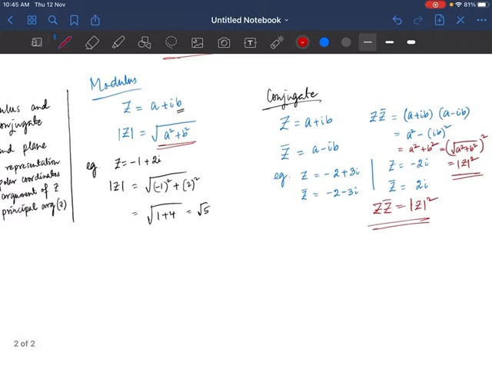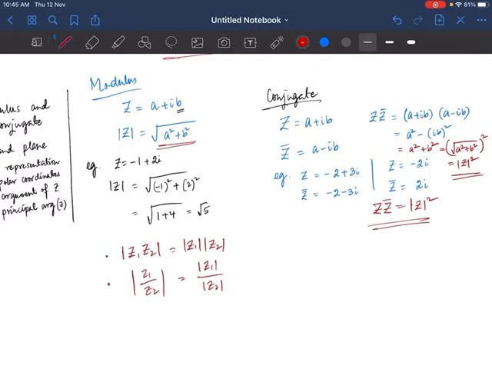The first property goes like this: modulus of z1 z2 is equal to modulus of z1 into modulus of z2. This is one of the properties. Then we have another one, that is z1 by z2. It can be separated and written as modulus of z1 divided by modulus of z2. This is one, this is another one.